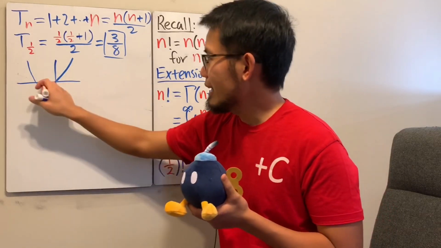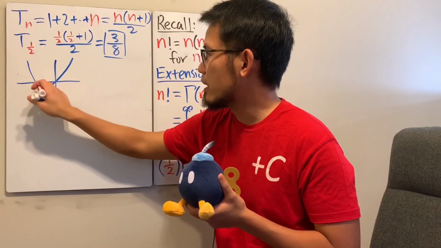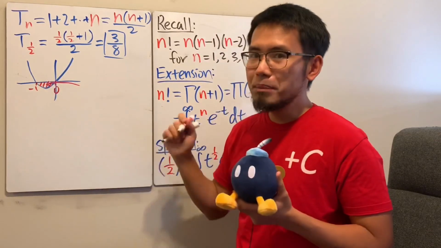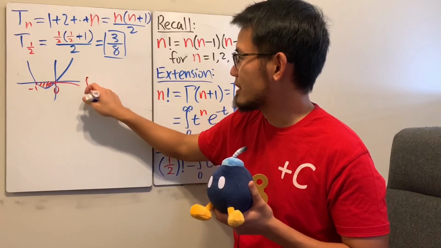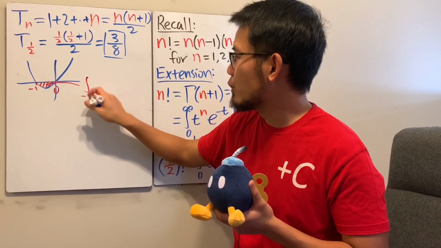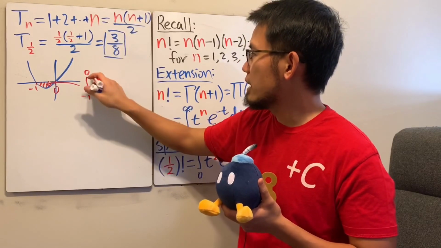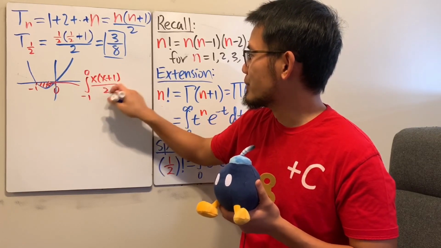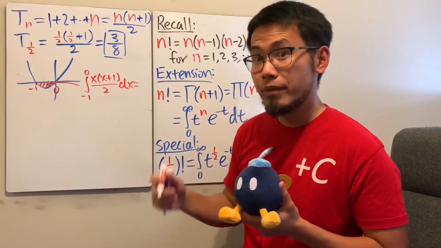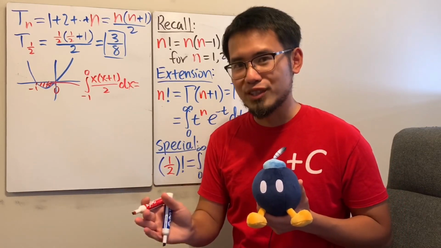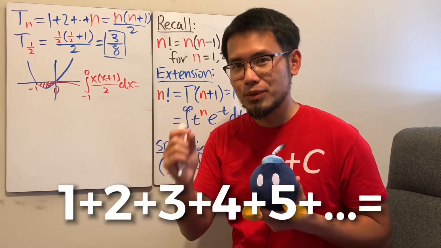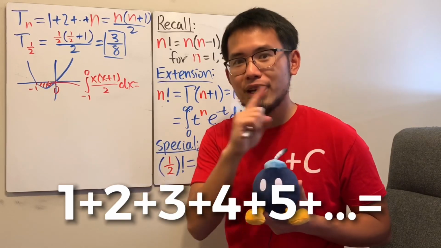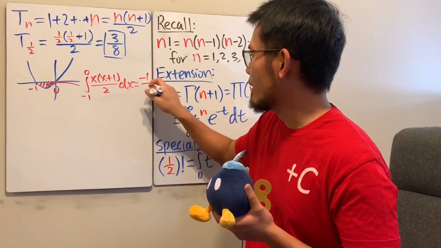And if you integrate from here to here, -1 to 0, well, this right here, it's a famous number. Let me just put this down for you guys. If you integrate from -1 to 0 of this, you look at this as x, all right, please, x times x plus 1 over 2 dx. This right here will give you the famous result, namely 1 plus 2 plus 3 plus 4 plus 5 plus dot dot dot up to infinity, namely -1 over 12.